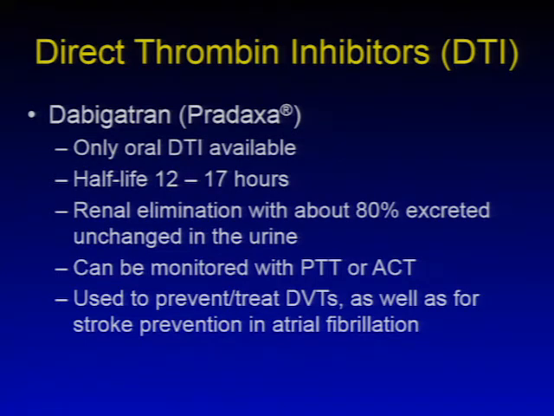Dabigatran, or Pradaxa, is the only orally available direct thrombin inhibitor. Has a half-life of about 12 to 17 hours, is renally eliminated, about 80% excreted unchanged in the urine, can be monitored with PTT or ACT, and is used often to prevent or treat DVTs, as well as for stroke prevention and AFib.